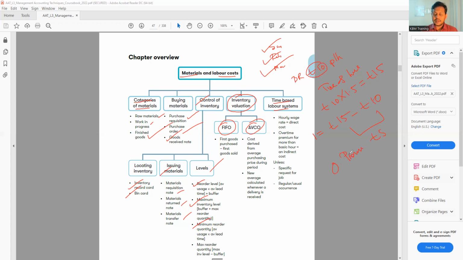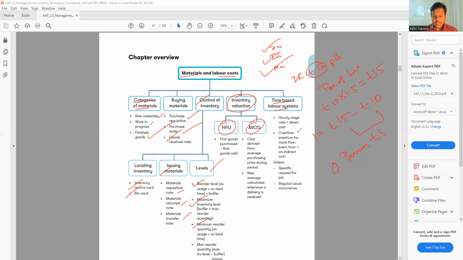Some students get confused in the exam. So you need to make sure overtime and overtime premium are not the same thing. You need to read the question very carefully, because if the question asks how much is the overtime premium, you don't write the whole amount. Overtime premium is the difference between the overtime and the basic rate. How much you're getting extra because you're working overtime. This is called overtime premium.